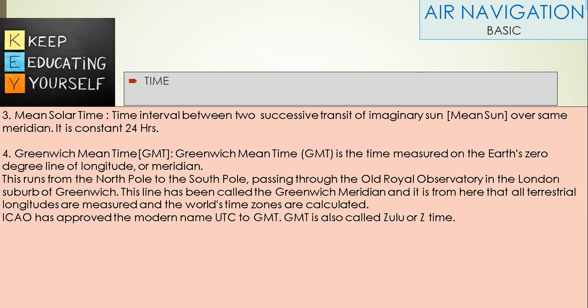Next, Greenwich Mean Time, GMT. It is the time measured on Earth's 0 degree line of longitude or meridian. This runs from North Pole to South Pole, passing through the Old Royal Observatory in the London suburb of Greenwich. This line has been called the Greenwich Meridian, and it is from here that all terrestrial longitudes are measured and the world time zones are calculated. ICAO has approved the modern name UTC for GMT. GMT is also called Zulu or Z time.